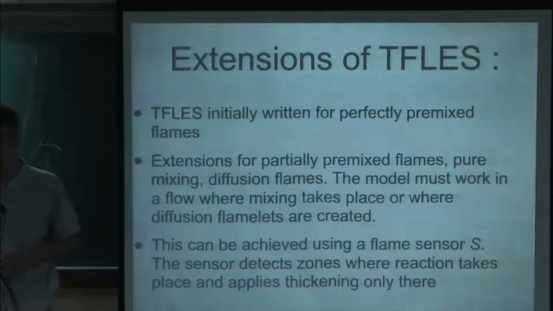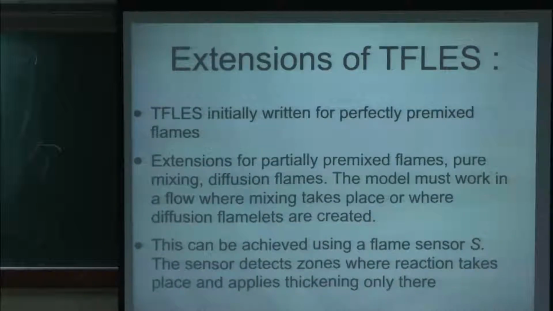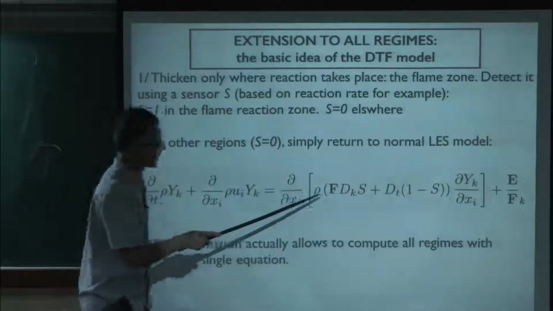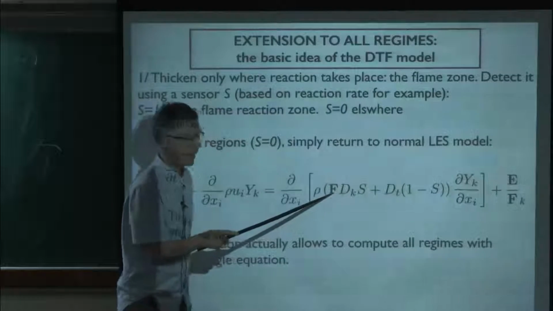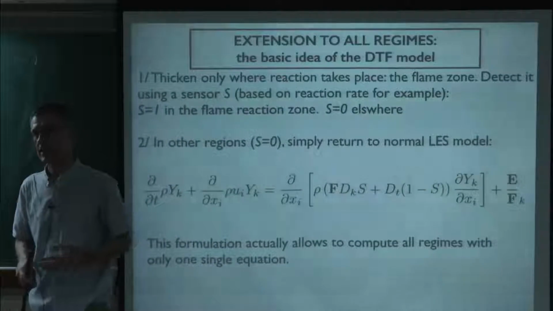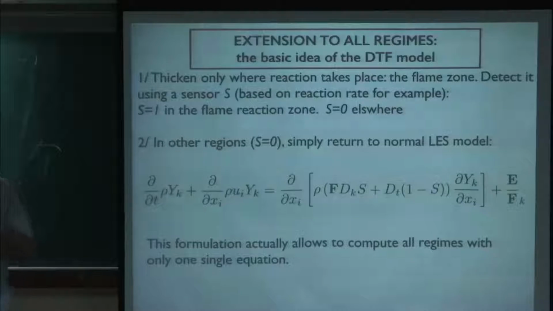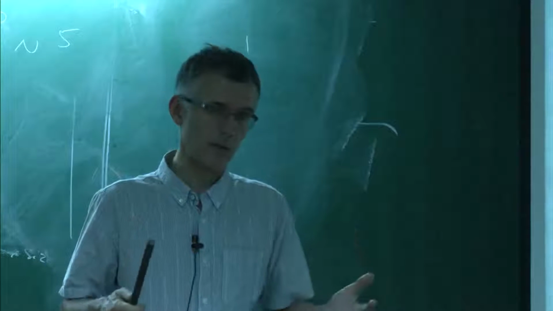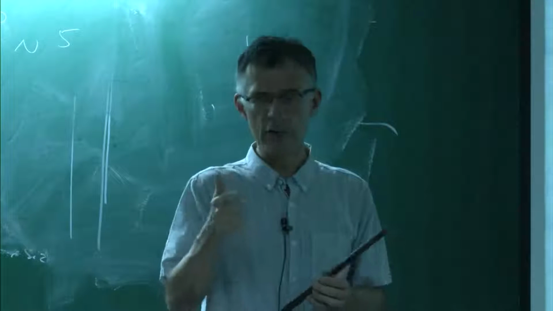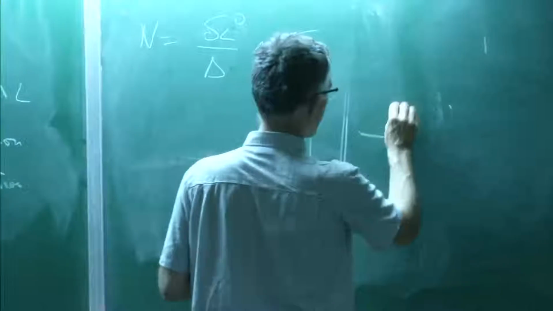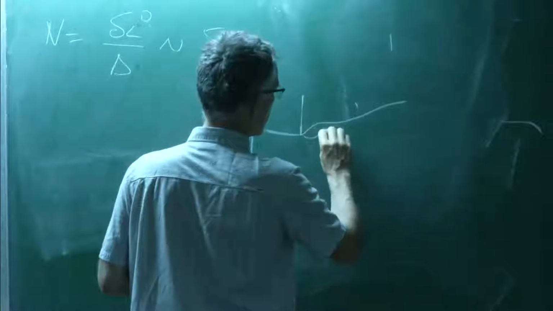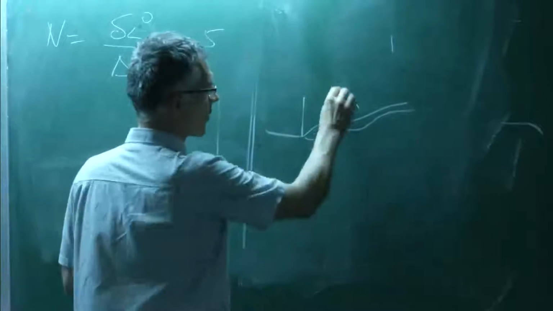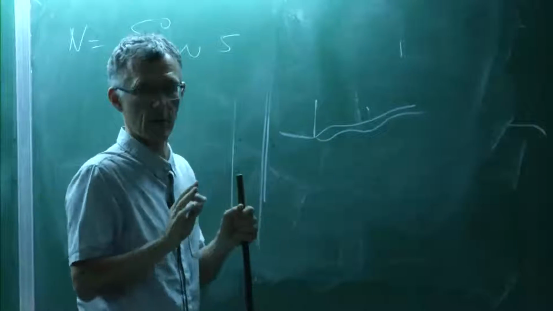You know, this operation of thickening here, of multiplying the diffusion coefficient by F is not very nice, okay? Because if you thicken diffusion by a factor of 50, it's a different flow. So you don't want to do it at every point in the flow. You want to do it first only in the flame zone. And remember, in a typical flame, the flame zone is extremely thin. At a given instant, it's only a small fraction of the domain.